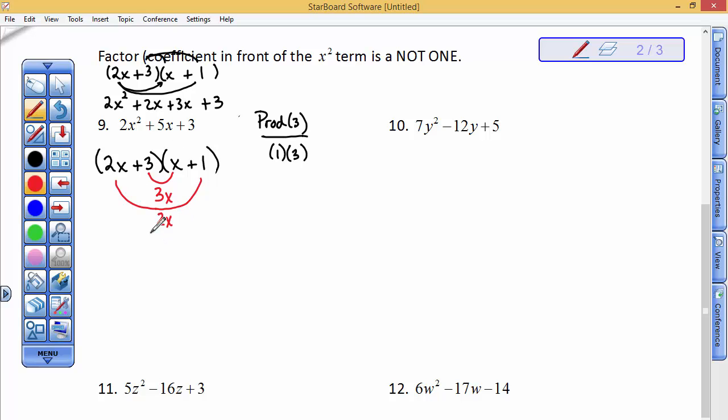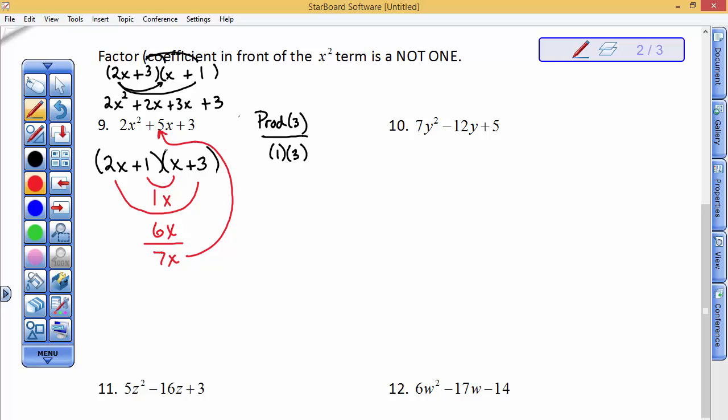Let's pretend I had done that wrong. So let's pretend that I had put the 1 here and the 3 here, and I went to check the smiles. So this smile, the inside smile, is a 1x, and the outside smile is a 6x, and they add to be a 7x, which is not that middle term. So this is what I mean by guessing and checking.